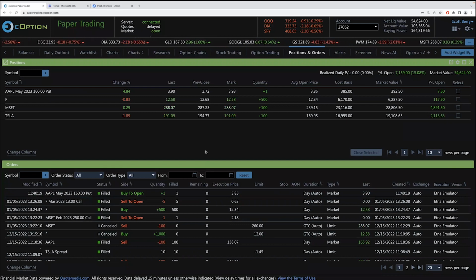So between now and May, we're basically hoping that Apple falls below 160. For us to break even, it would have to fall an additional $3.85 below 160 between now and expiration to break even.